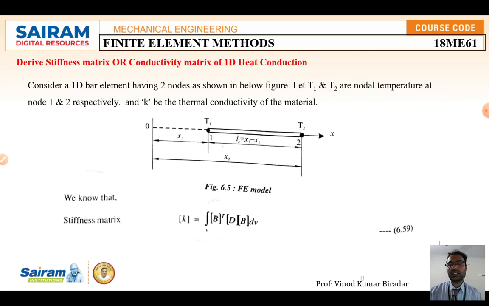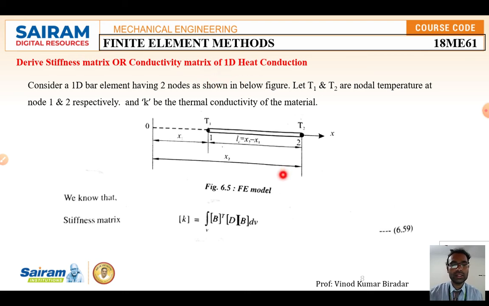Coming to the second derivation: derive the stiffness matrix, or the conductivity matrix, for one dimensional heat conduction. Just as we derived the stiffness matrix for the truss element, beam element and torsion element, like that you have to derive the stiffness matrix for heat transfer due to conduction, that is, the conductivity matrix due to conduction.